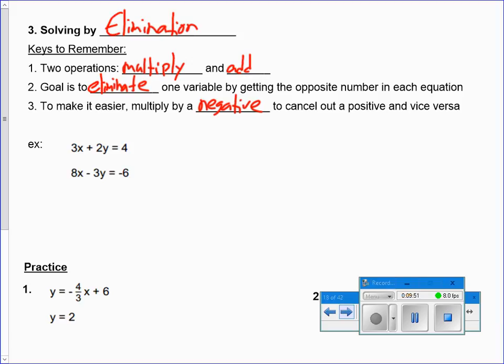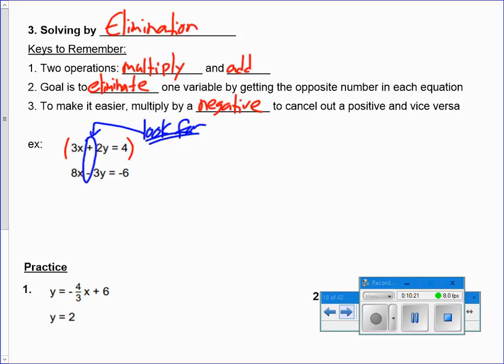So we're going to use this example here. We have 3x plus 2y is 4, 8x minus 3y is negative 6. One thing we like to look for when we do these is signs that are already set up to cancel out. So positive and negative, then we don't have to multiply by negatives or worry about canceling out. We just have to make sure they get up to the same number.